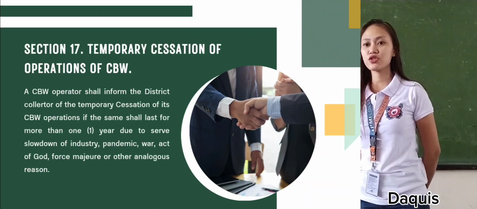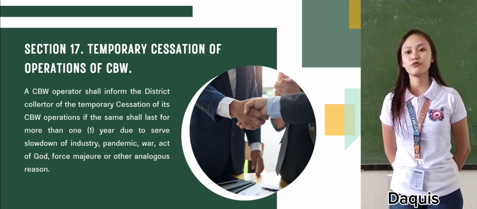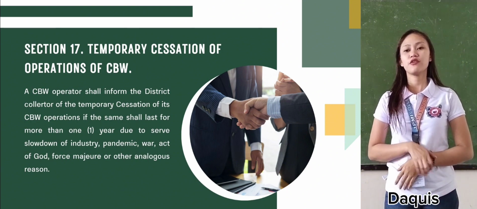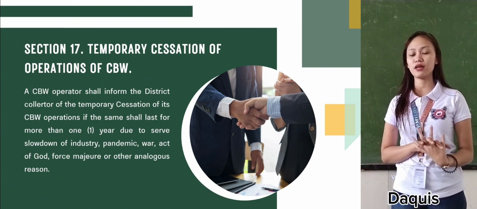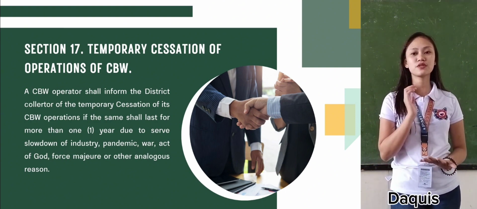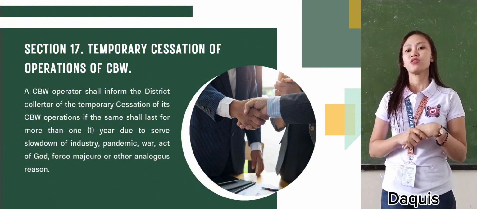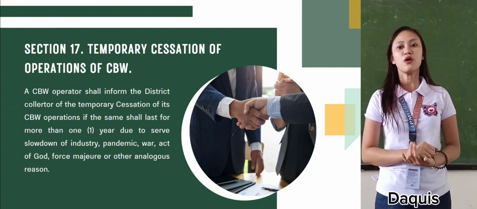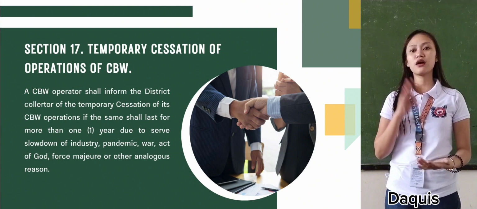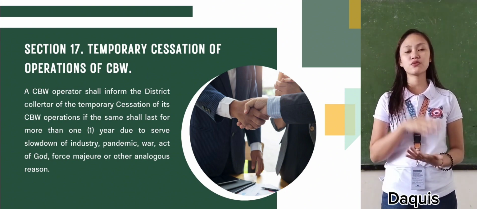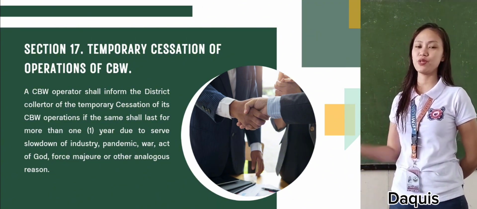Section 18, Temporary Cessation of Operation of CBW. A CBW operator shall inform the district collector of a temporary cessation of the CBW operation if the same shall last for more than 1 year due to severe slowdown of industry, pandemic, war, act of God, force majeure, or other analogous reason. So, the CBW operator will inform the district collector of temporary cessation if they are affected for more than 1 year because of pandemic, war, act of God, force majeure, or other analogous reason. So connected siya ni Section 18 for suspension and closure of CBW.